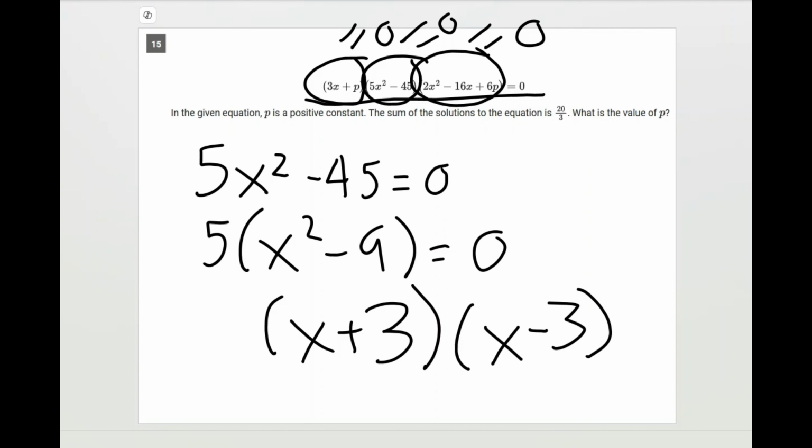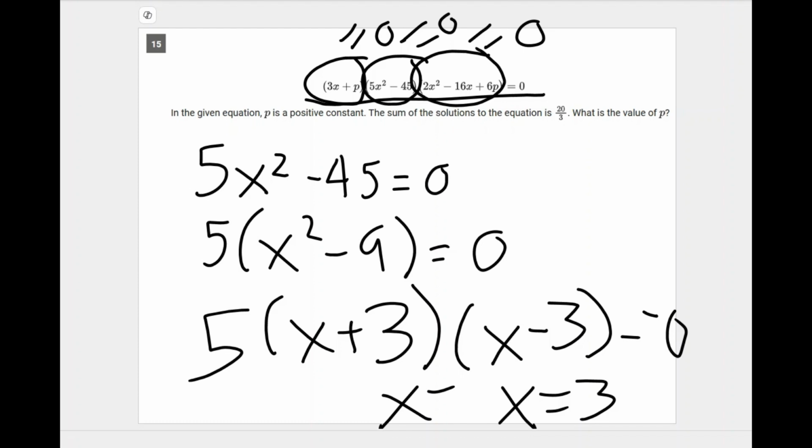So in this equation, you can see that the solutions are going to be x equals 3 and x equals negative 3. You know, all the solutions in total are going to add up to 20/3, but when you add these together, you see that the answer is 0. So, in fact, this middle part of the original equation doesn't have any effect on the answer.